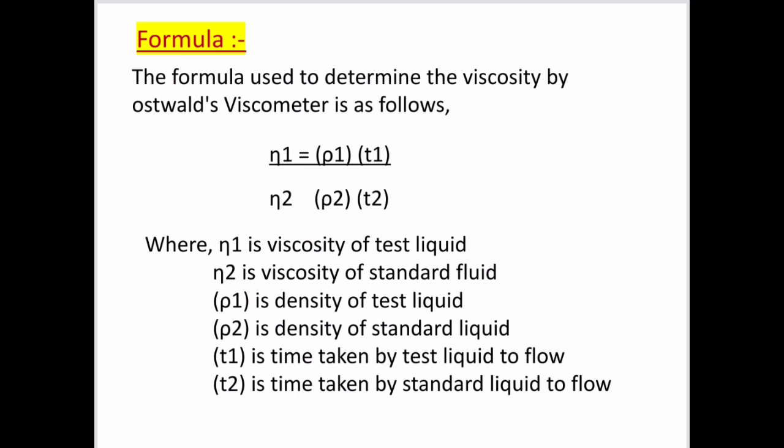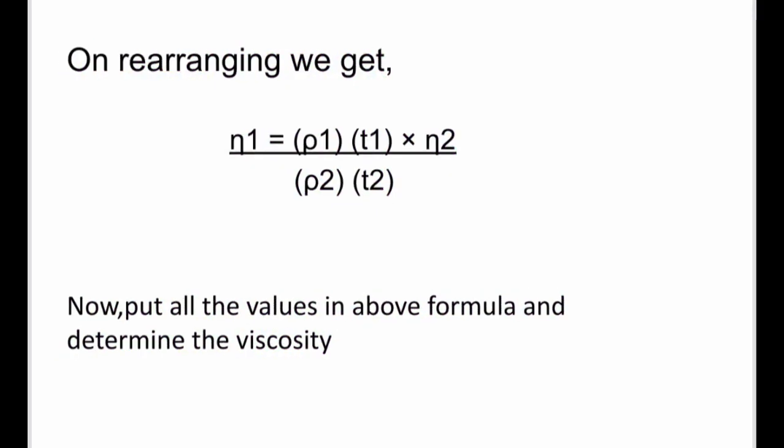Formula. The formula used to determine the viscosity by Ostwald viscometer is as follows. η1/η2 = ρ1T1/ρ2T2, where η1 is viscosity of the test liquid, η2 is viscosity of standard fluid, ρ1 is density of test liquid, ρ2 is density of standard liquid, T1 is time taken by test liquid to flow, T2 is time taken by standard liquid to flow. On rearranging, we get η1 = ρ1T1η2/ρ2T2. Now put all the values in the above formula and determine the viscosity.